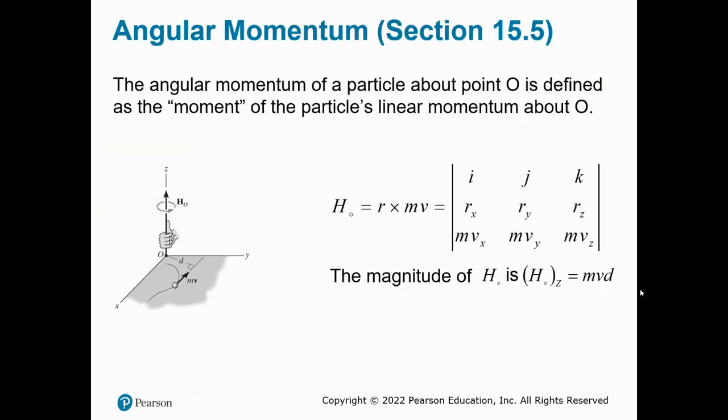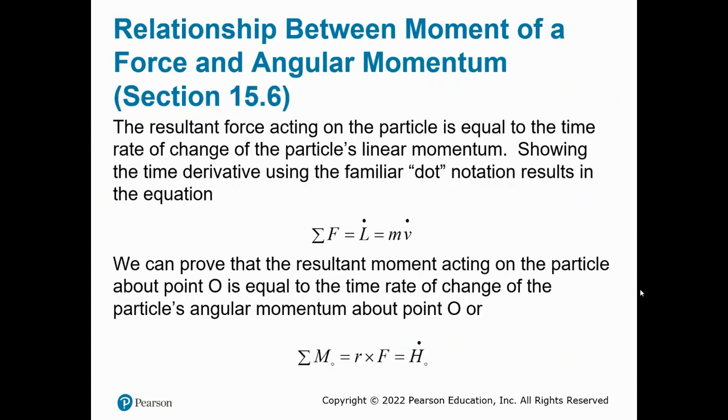Starting with the angular momentum of the particle about point O, it is defined as the moment of a particle's linear momentum about O. So we have H0 equals r cross mv, and we can put that in a matrix. The magnitude of H0 is H0z equals mvd.